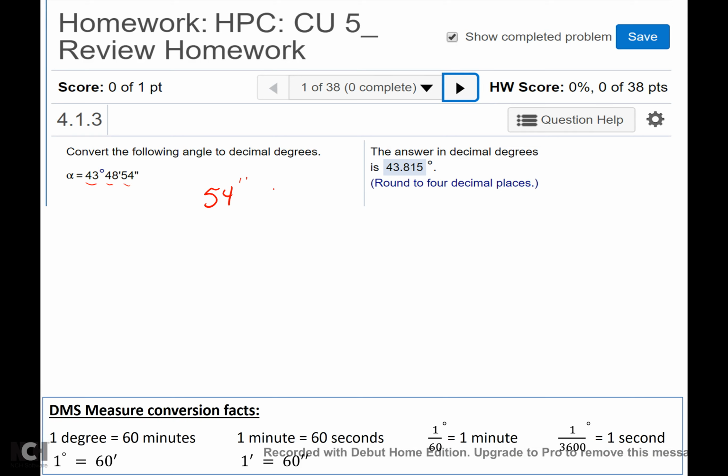So I'm going to take my 54 seconds and turn it into minutes by dividing by 60. 54 divided by 60 is 0.9. That means I have 48.9 minutes that I want to convert to degrees, so divide by 60. 48.9 divided by 60 is 0.815. So now I have 43.815 degrees.